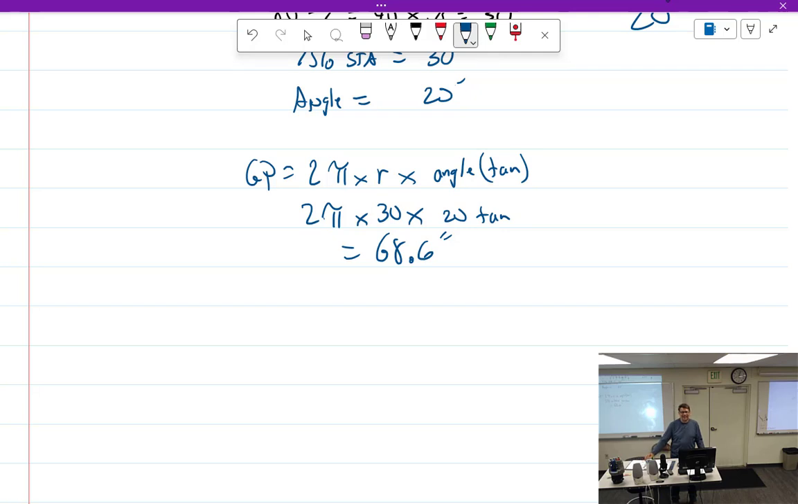Yes. This is all theoretical, right? Yeah, but you start with theoretical, then you get actual. So it's a theoretical distance. In theory, this particular airplane is going to move forward 68.6 inches every time it goes around. Well, wouldn't that be wonderful? It doesn't work that way. That's the geometric pitch.